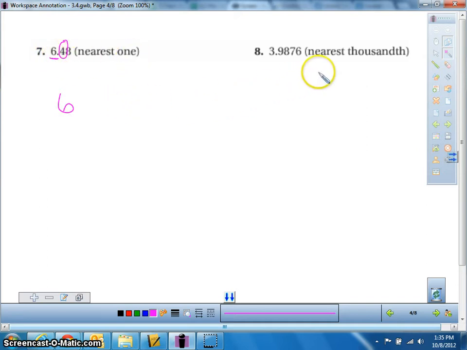Let's try this one. I want you to try this one on your own. So pause it and figure out how you're going to round this to the nearest thousandth place value.